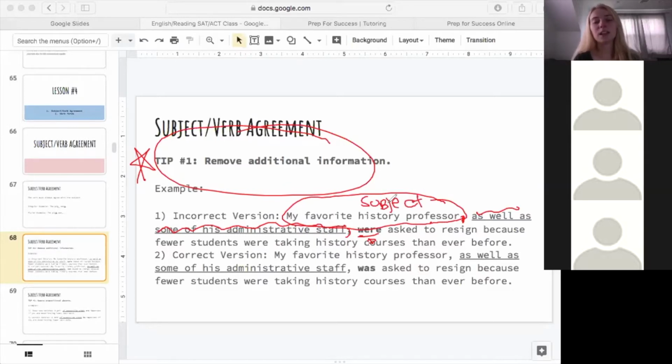So anyone have any idea if that subject is singular or plural? Feel free to just type in the chat. Let me know what you think.